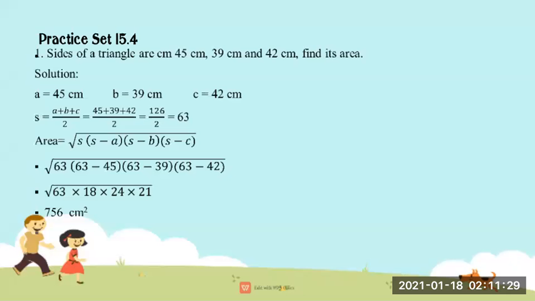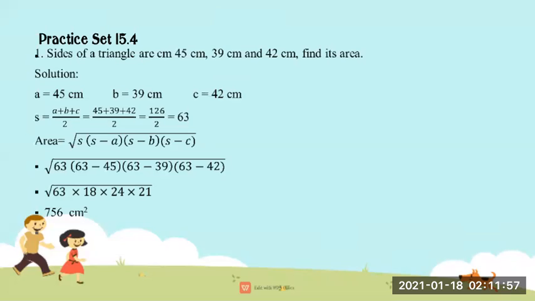Now we will start with our next practice set, that is practice set 15.4. Here, first question: sides of a triangle are 45 centimeter, 39 centimeter and 42 centimeter. Find its area. Now here I explain to you, when three sides are given, you have to use the formula, that is Heron's formula.